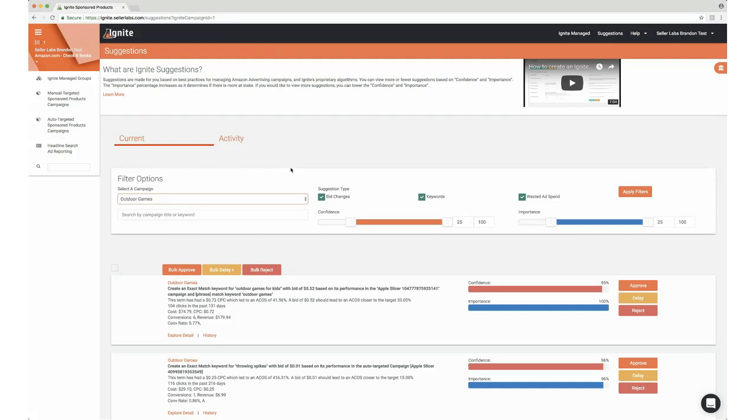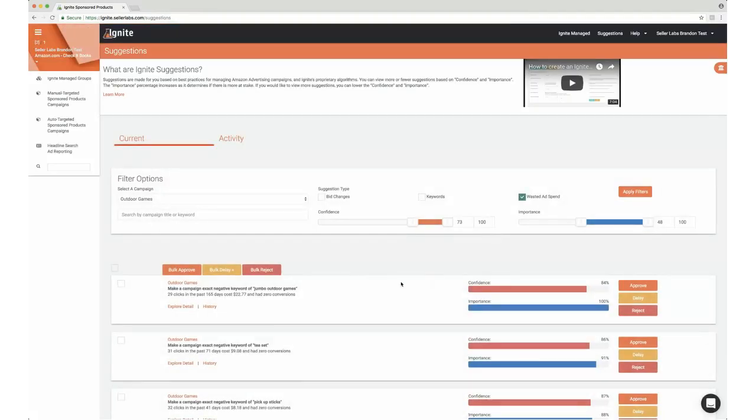And from here, you can choose to see certain types of suggestion types. You can say, just show me the bid changes, just show me the keyword changes, or the ones that are really leading to a lot of wasted ad spend. And then from there, you can also choose the confidence, like we said before, make it a higher confidence, and let's do about a midway importance. And then you can just say apply filters.